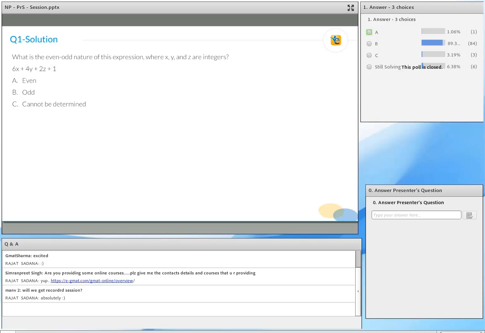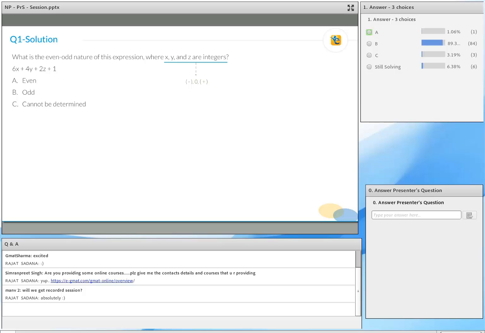Let me walk you through the solution real quick here. Essentially, what the question is asking us is, what is the even odd nature of this expression where x, y, and z are integers? Now, whenever you see x, y, and z given as integers, you automatically need to map that in your mind as x, y, and z can be either negative or 0 or positive. This mapping needs to be done automatically in your mind.